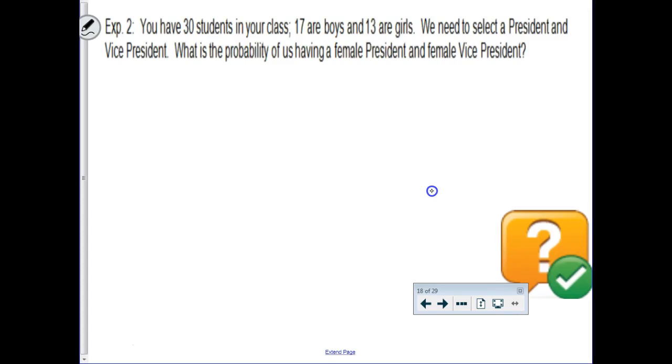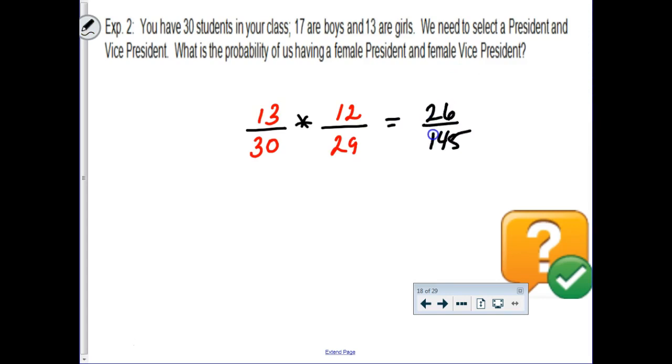All right, so if you have 30 students in your class, 17 are boys, 13 are girls, we need to select a president and a vice president. What's the probability of us having a female president and also a female vice president? Well, we have two dependent events. One is going to affect the other because when you are selected as president, you are no longer in the running for vice president. So the first time was the probability that they are going to select a female: 13 out of the 30 kids. So then the next time, 12 out of 29. Good. Let's math enter that one again.